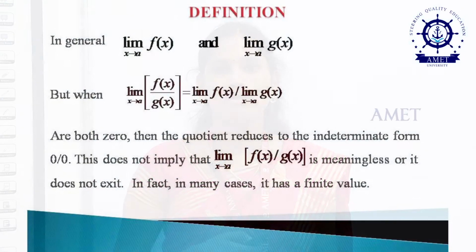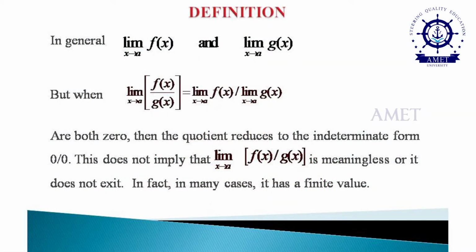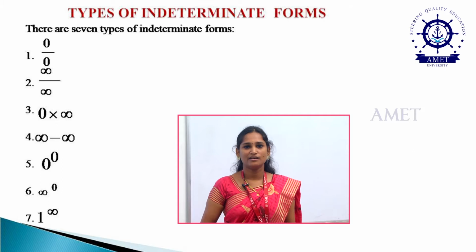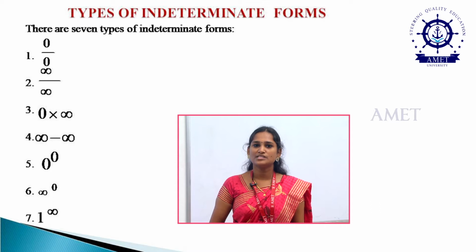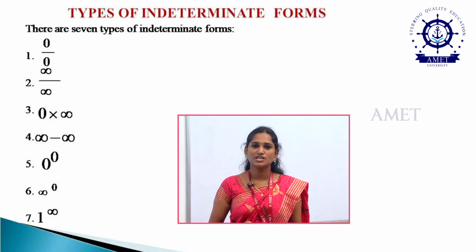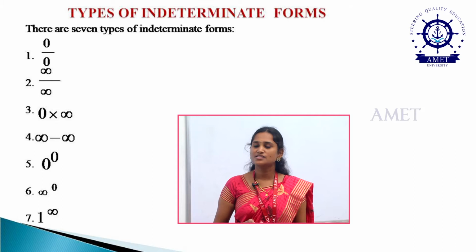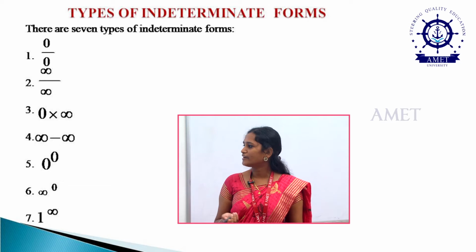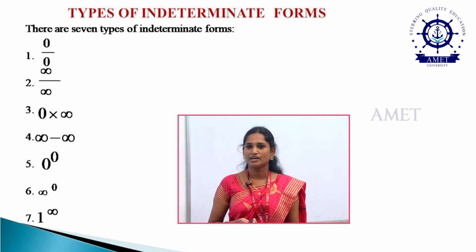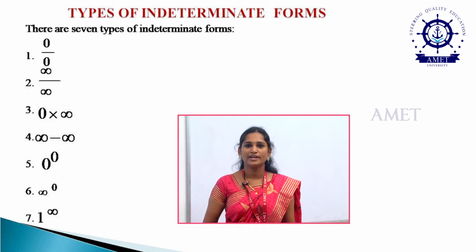In indeterminate form, we have 7 types of indeterminate form. So how we have to solve each of these 7 types, each and every step we will discuss in these sections. The 7 types are: one is 0 by 0, another is infinity by infinity, another is a product of two functions, one is 0 and the other is infinity. The next is the infinity minus infinity form, then 0 power 0, infinity power 0 and 1 power infinity. So these are the 7 types of indeterminate form.